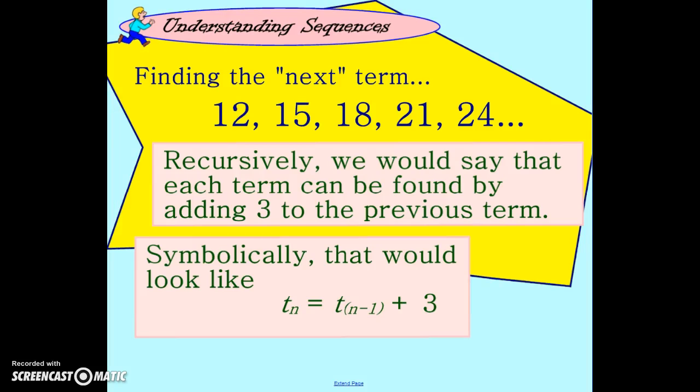So we have a few examples at the bottom of your paper. The 12, 15, 18, 21, 24, our term 1 is 12. And then I'm adding 3 each time, so 3 would go in that blank. Notice if I add a number here, then my sequence is increasing.